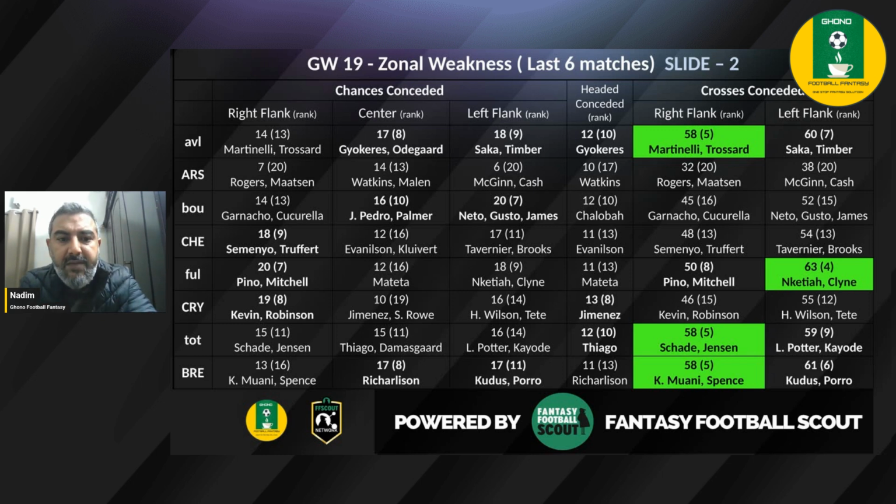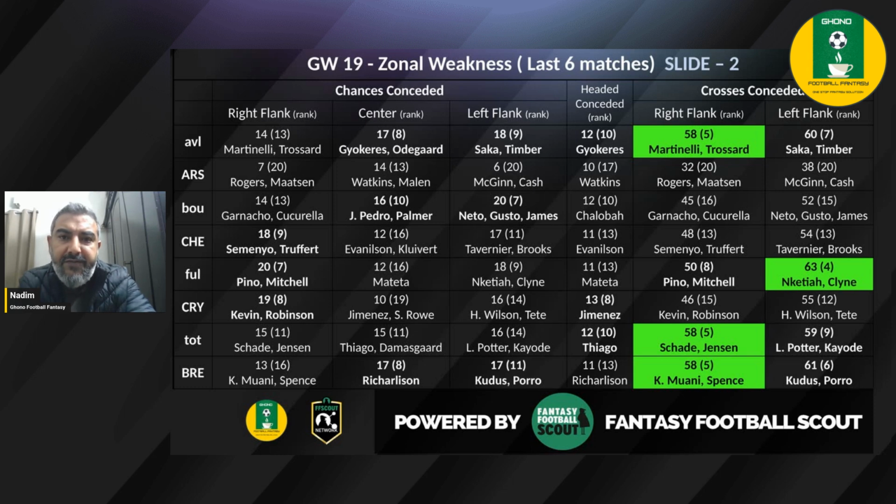Fulham versus Crystal Palace, again, nothing much really stands out except the fact that from the left flank, the number of crosses conceded by Fulham seems to be a bit concerning, with 63 crosses coming in, and they're ranked fourth worst. So this is where Eze and Klein could do well.